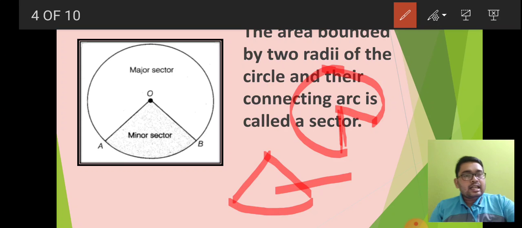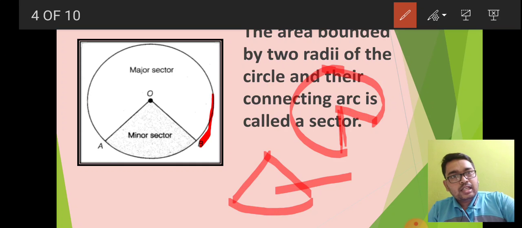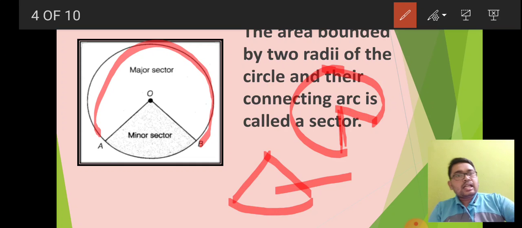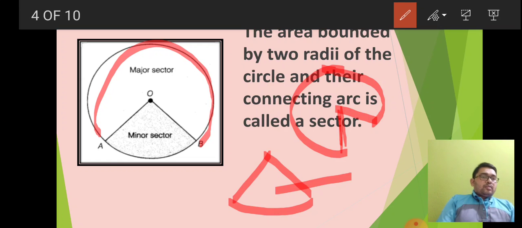You are seeing that here the arc is small. Here the arc is minor arc. So because of that it is called the minor sector and this is the major sector. So easily you can understand minor sector and major sector. If the sector is formed by a major arc, you are seeing that this one part is formed by major arc, from here to here, AB, it is major arc, and this sector is formed by the major arc. So it is known as the major sector.